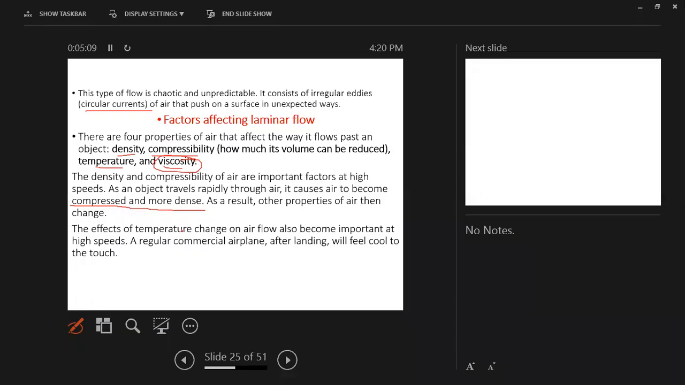Okay. So the effect of temperature change on airflow also becomes important at high speed. Why? Because a regular commercial airplane, think about it, after landing, it is going to cool down actually after touching the ground.